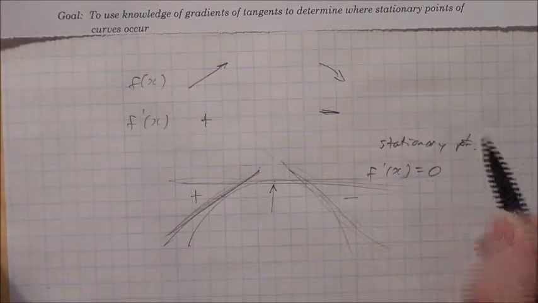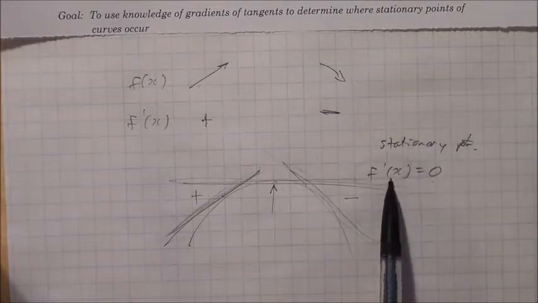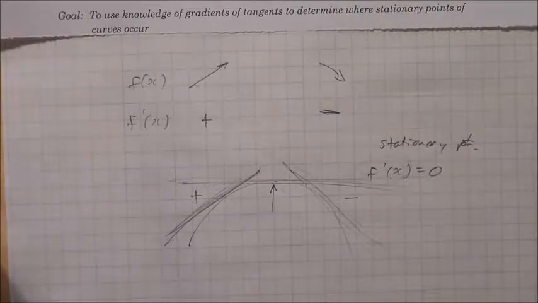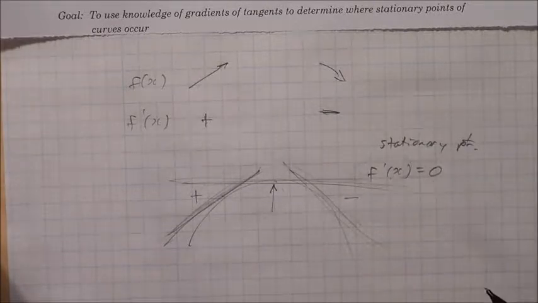So at that stationary point, we know that the derivative is 0. Okay, so that can be very helpful to us when we're sketching curves. We need to know when the function is changing its curvature, so it's changing from increasing to decreasing and vice versa. And we can also see where the concavity changes.